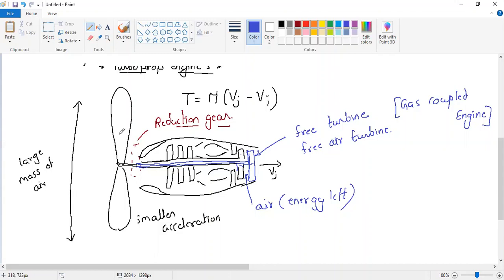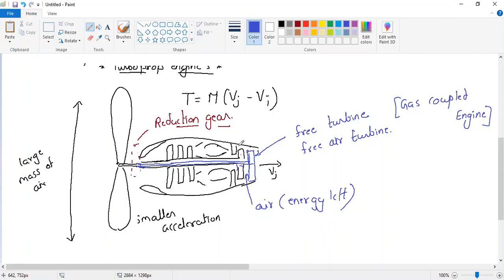Clear, any doubt? So gear coupled means, how is the... Can you repeat the question again? Sir, how is the propeller turned in the stationary position? How is it started? Stationary position, how is it started, I didn't get you. Sir, the propeller, how is it turned in stationary position?